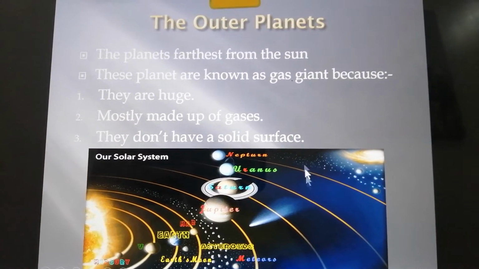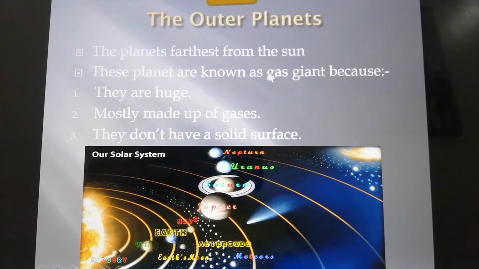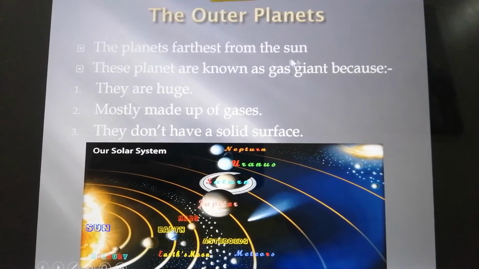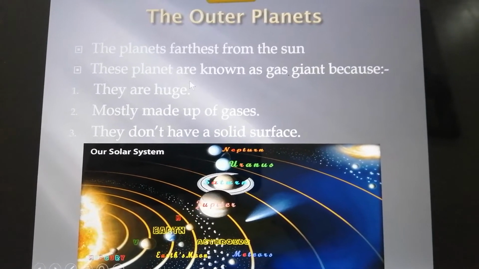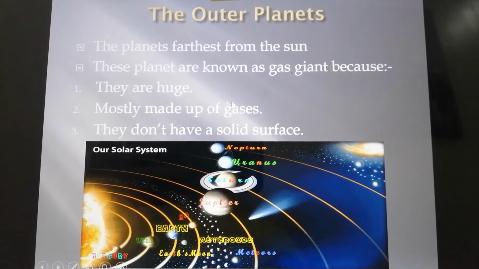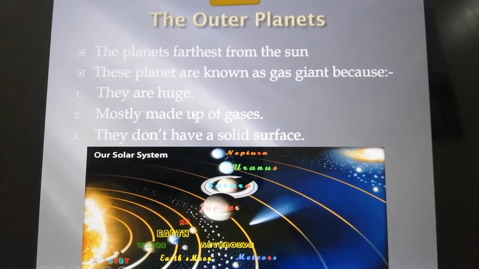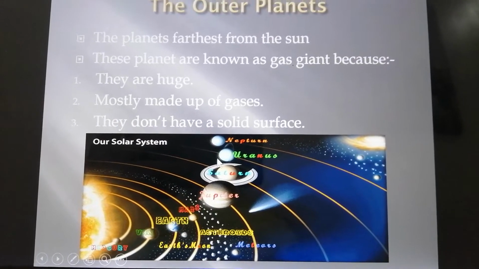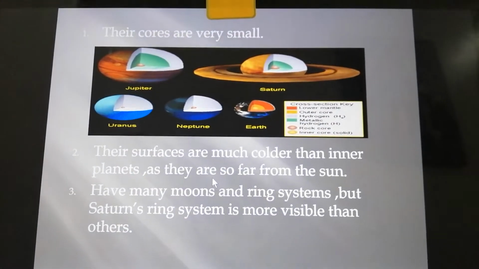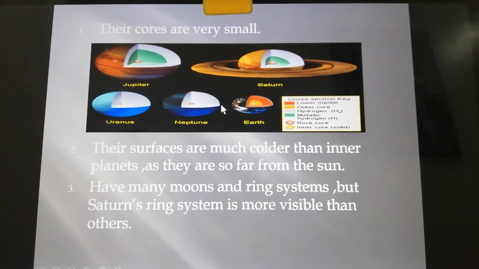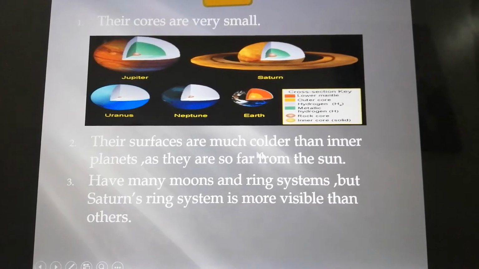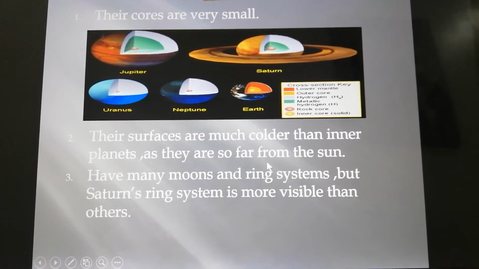The outer planets, we said they are farthest from the sun. The planets are gas giants. They are not made of rocks. They are made of gases and they are huge, big. The others were small, mostly made up of gases. They do not have a solid surface. Their cores are very small, not like the inner planets. Their surfaces are much colder than the inner planets because they are far from the sun.